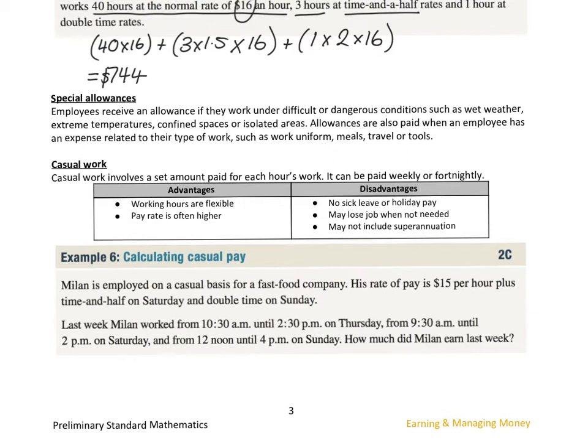All right, so as a casual worker, there are obviously advantages and disadvantages. The advantages are that your working hours are flexible, so you can go to your boss and say, hey, listen, I've got the exams coming up. I can only work 4 hours this week. I can't do my usual 3 shifts. And they will work around it because you're on a flexible timetable.